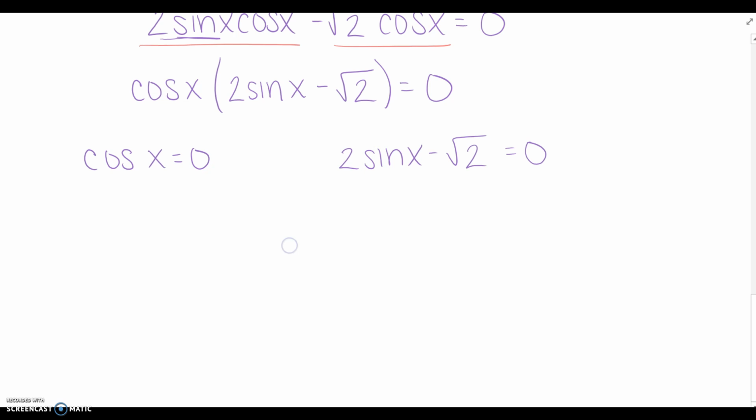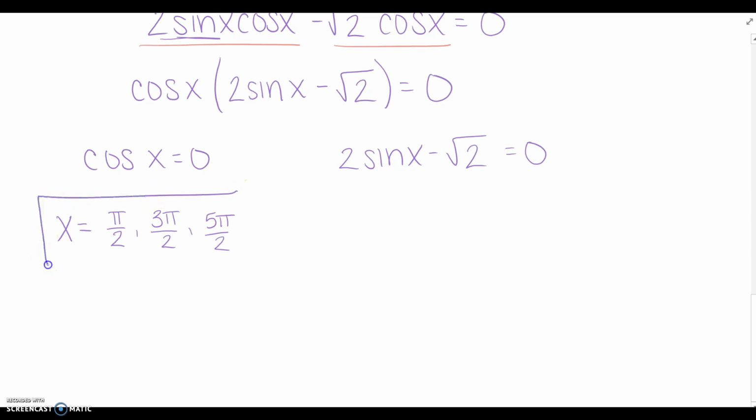So now for my cosine equation, when is the x value equal to 0 between 0 and 3 pi? So that's going to happen at pi over 2. That's going to happen at 3 pi over 2. And then because we're going around a little bit more, it's also going to happen at 5 pi over 2.